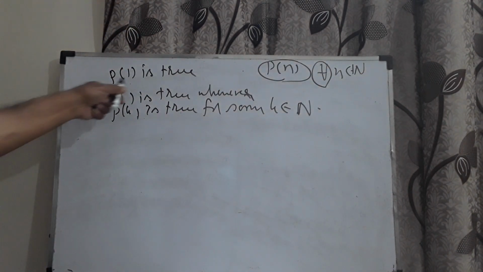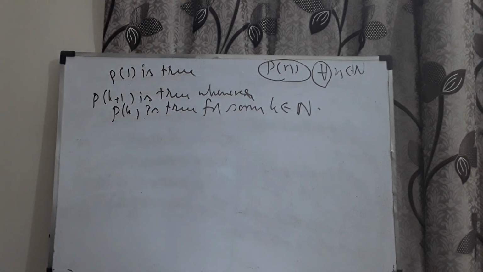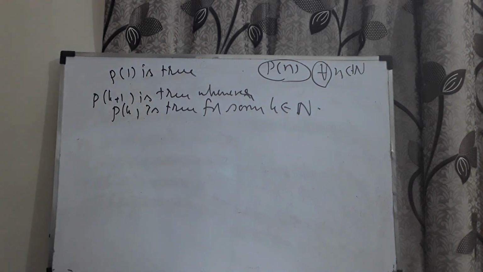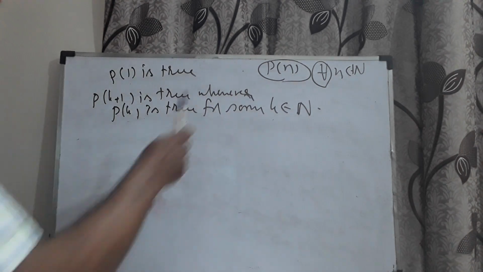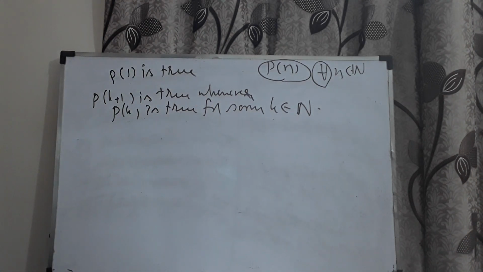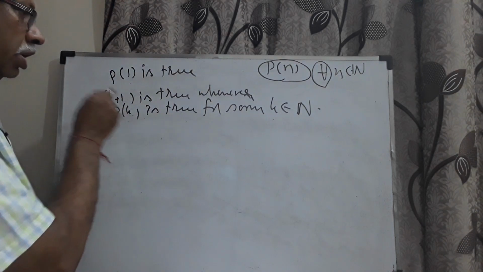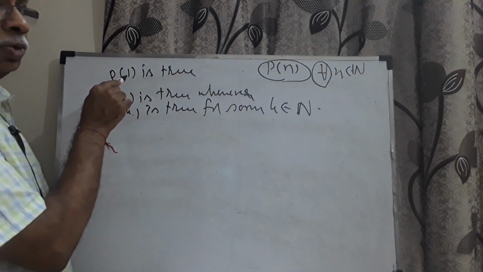We prove initially P of 1 is true. It is true for the first natural number. Whenever P of k is true, I will prove it is true for k plus 1. P of k plus 1 is also true for some natural number k. Therefore, whenever it's true for k, it is true for k plus 1 also. Therefore, already it is proved it is true for 1.